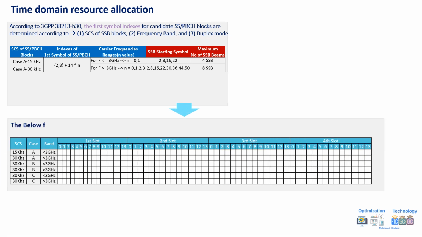The below figure will illustrate how the SSB resources will be allocated in the time domain for case A to C. Now let's see how SSBs will be allocated in the frame for case A using 15 kHz and 30 kHz.